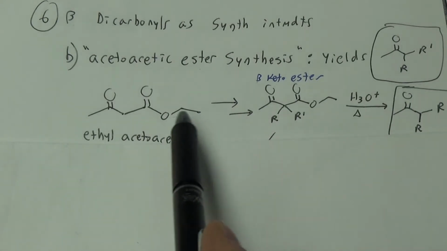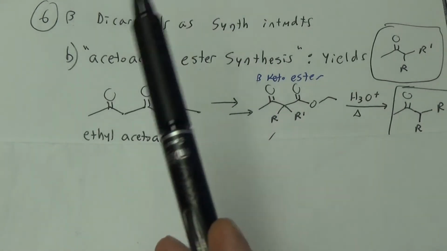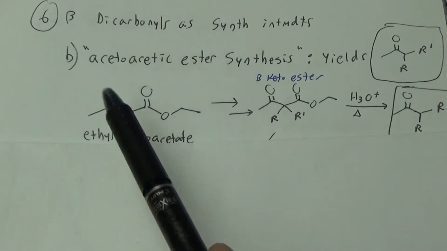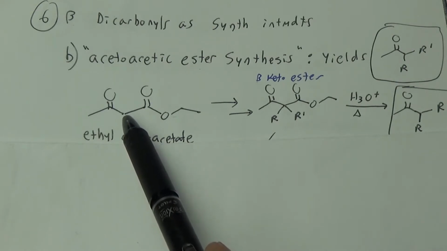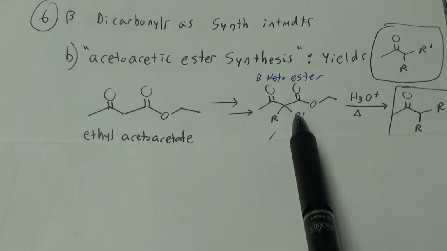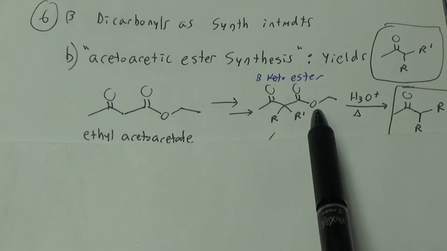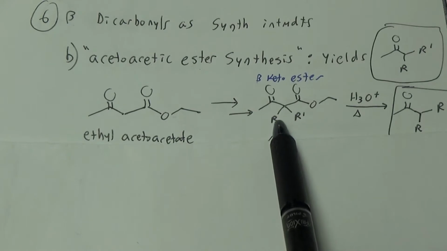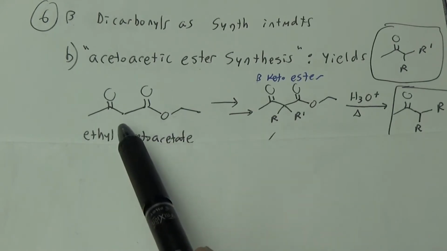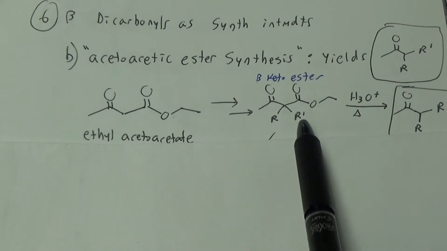Then, remember, the proton on the alpha position is really acidic, and so it's really easy to remove that proton and then do an SN2 alkylation. So base takes off the proton, then you attach R through RX, take off the second proton, and then attach R prime X, and then you get this dialkylated beta keto ester.